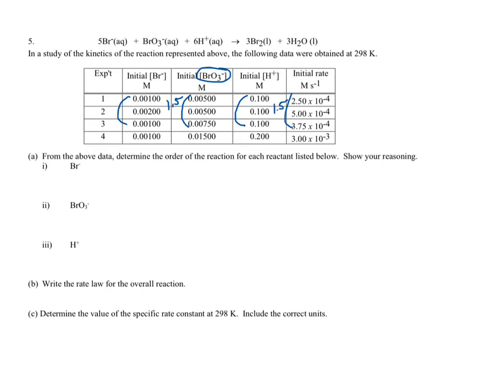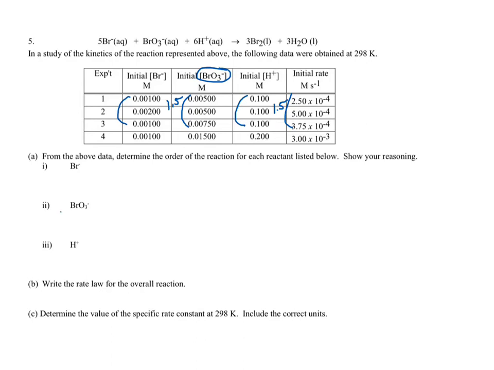So if I was explaining this on inspection in my free response, I would just say in trials 1 and 3, BrO3 minus increases by a factor of 1.5 while everything else remains constant, and the rate also increases by a factor of 1.5. So this BrO3 minus must be first order. The exponent of it must be a 1, so that it has this directly proportional change. Again, you can show this via your mathematical route.